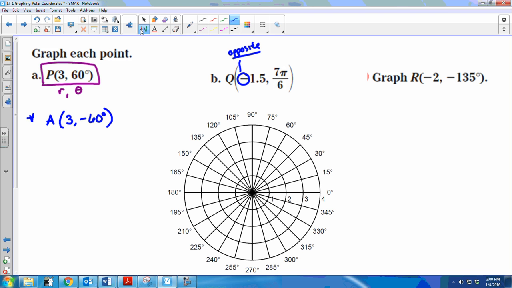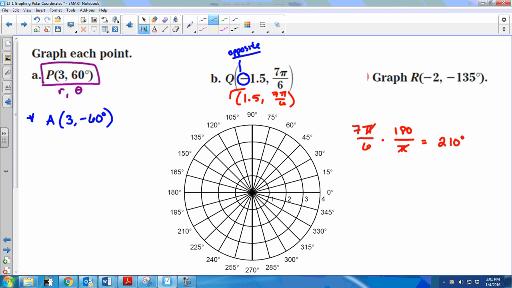I want you to go ahead and just graph the point negative 1.5, 7 pi over 6. Now the first problem is that 7 pi over 6 is in radians. We have a polar plane that's in degrees, so we need to multiply by 180 over pi. So we have 7 times 180 divided by 6, and it's 210 degrees.